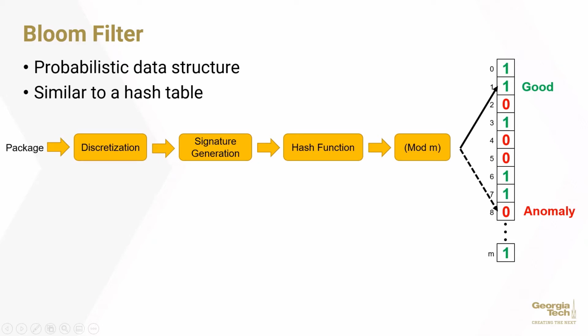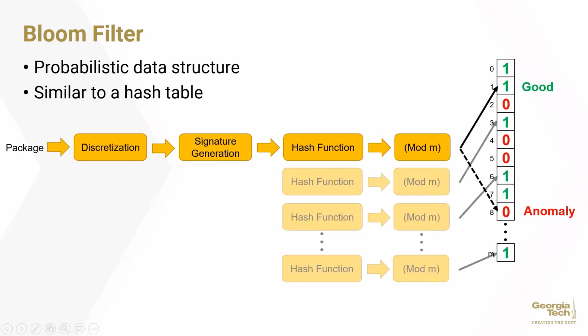And in order to prevent collisions, you actually end up using multiple hash functions and then checking if the output of every one of them maps to an index that contains a 1. And in that case, then you consider it good. And if any of them don't map to a 1, then that signature is considered an anomaly or not part of the signature database.